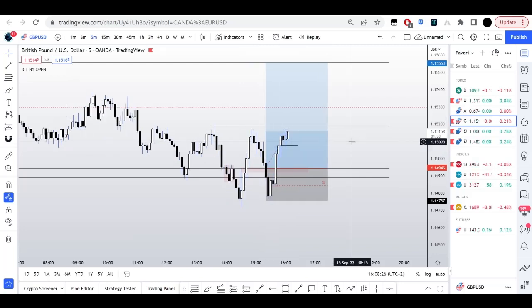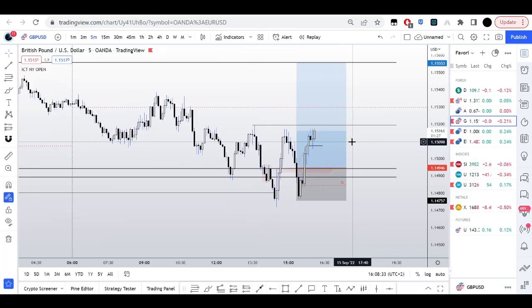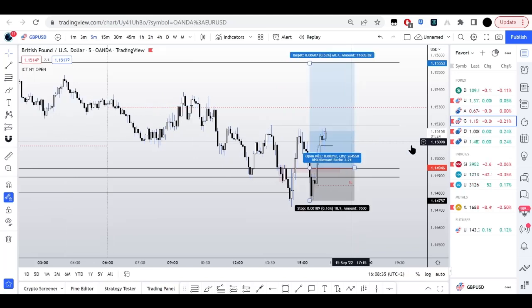So this is what I mean by thinking logically with price and not emotions, right? And that's how you get valid PD arrays.